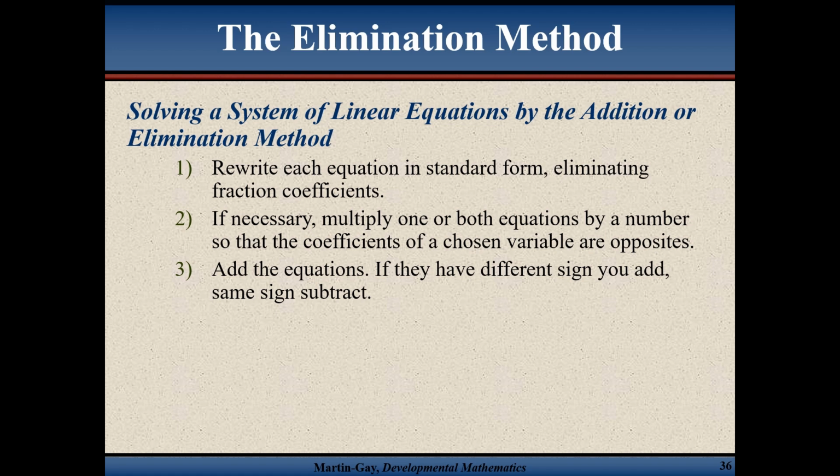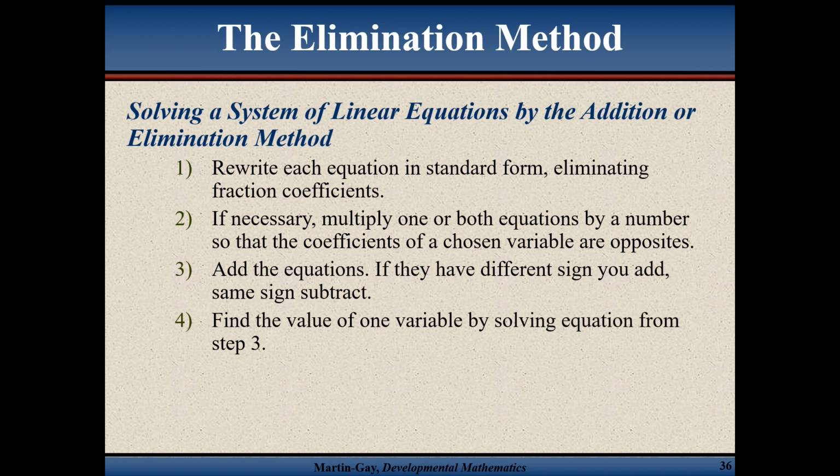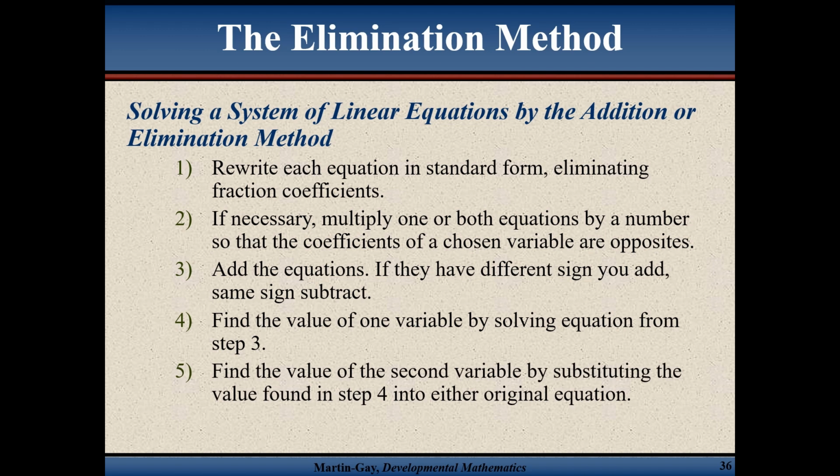So you have to watch what you eliminate. So the thing you eliminate, if they have a different sign, that means you're going to add. If they have the same sign, you subtract. Find the value of one variable by solving the equation from step 3. Find the value of the second variable by substituting the value from step 4 in either original equation. It doesn't matter. Check your answer back in the original equations.